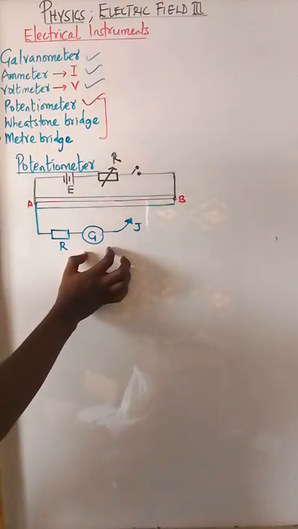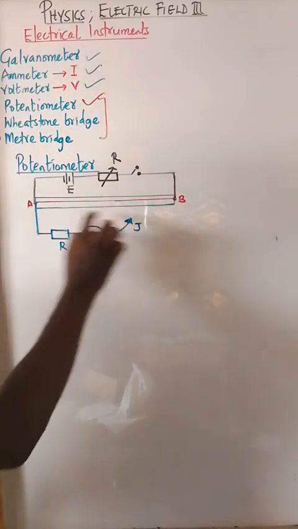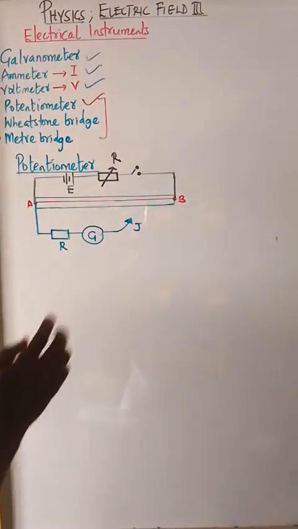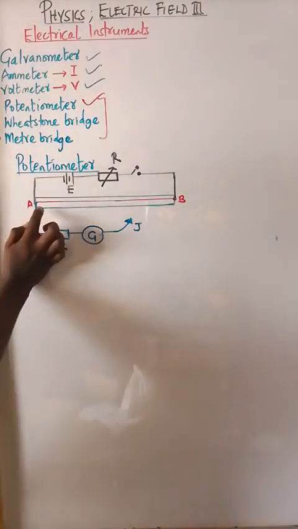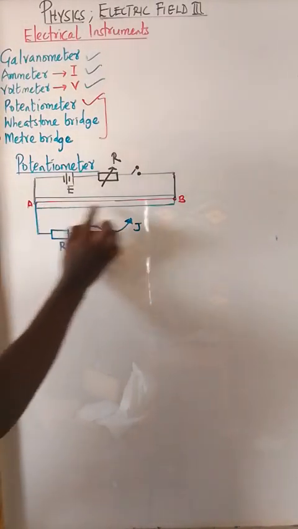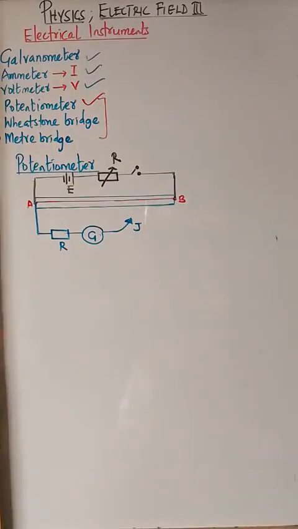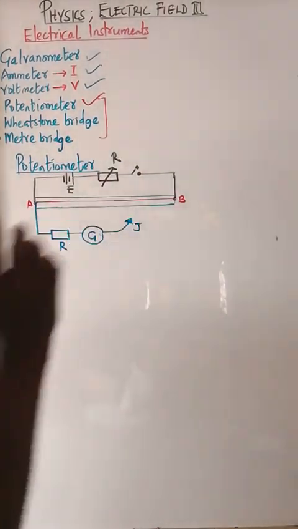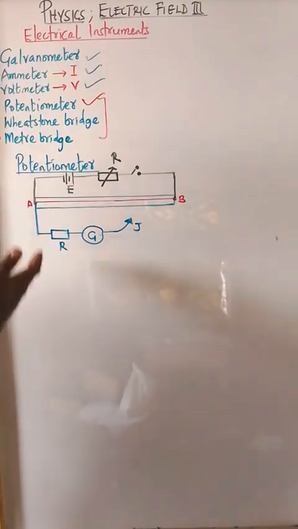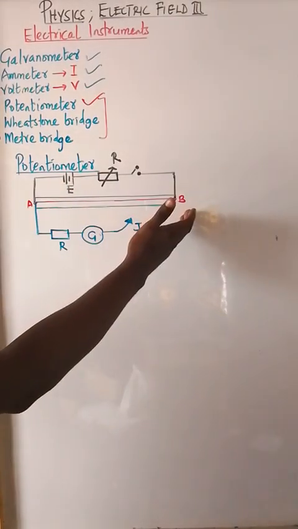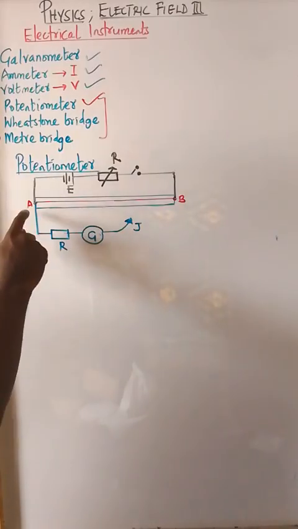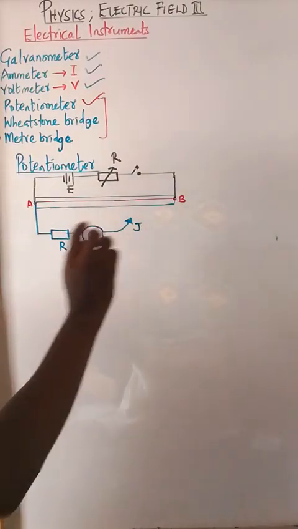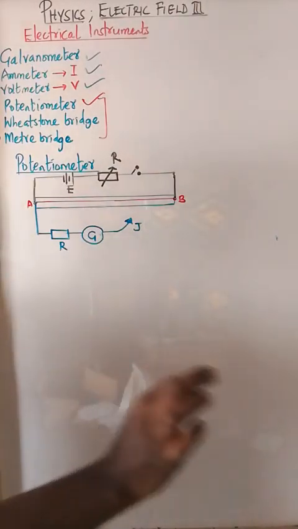And the essence of this one is for us to what? To detect how the PD changes from A to B. If I point the jockey here, it will show a particular value. As you go, it will show us different values. Now, this wire has its own resistance. The length of the wire is 100 centimeter. So if you move from 0 to 1 centimeter to 2 centimeter, as the length is increasing, what happens? The resistance of the wire too is increasing.